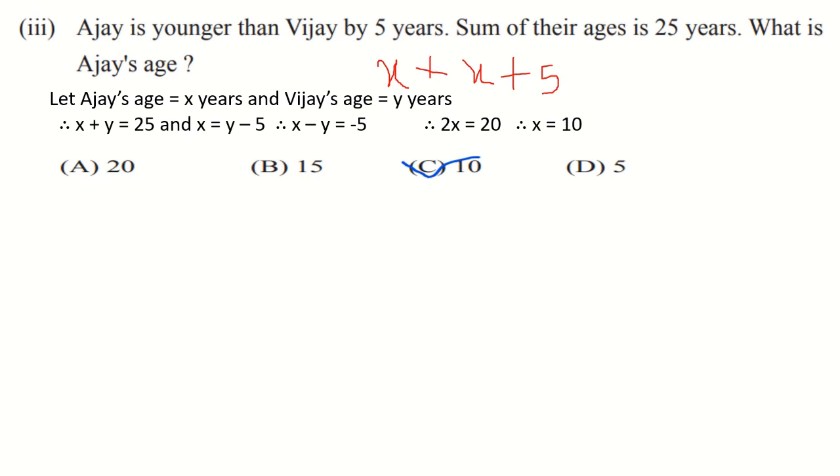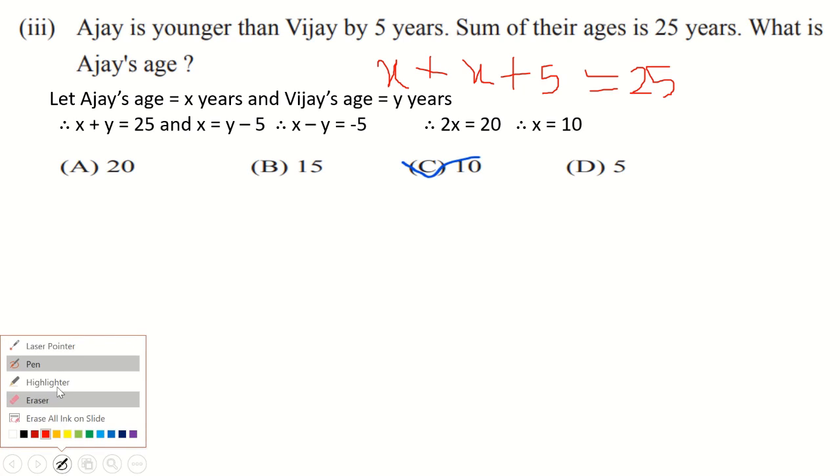That means Ajay's age I have taken as x and Vijay's age is x plus 5 and their sum is given as 25. So if you solve it, see, x plus x is 2x and this 5 you can shift here. 25 minus 5 is 20. So 2x is equal to 20 and therefore x is equal to 10. This way also you can get the answer.